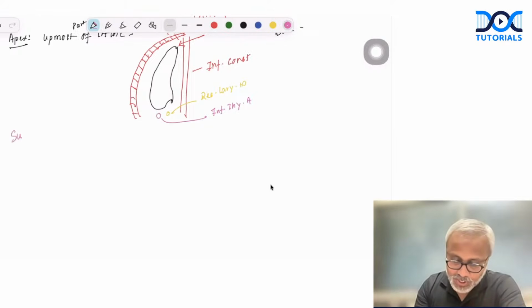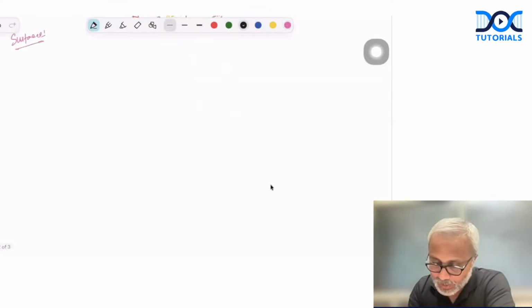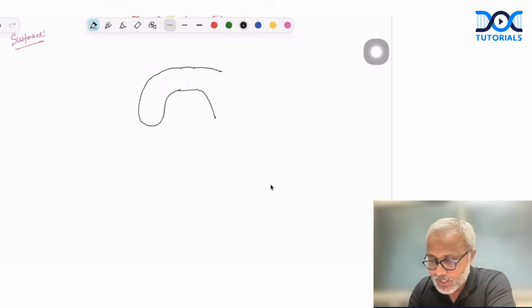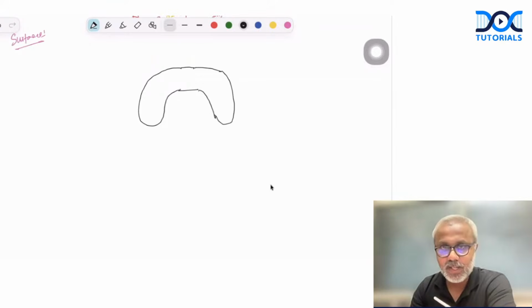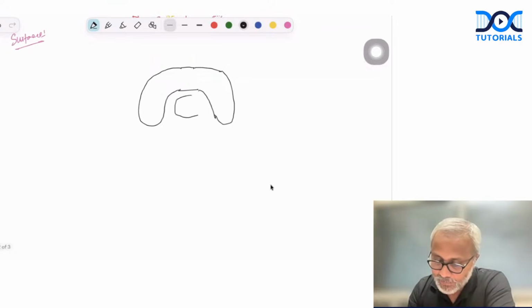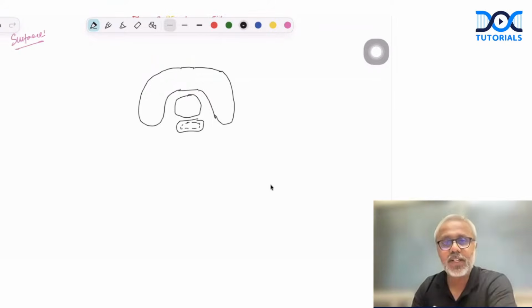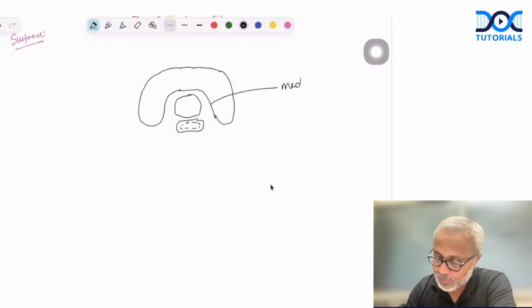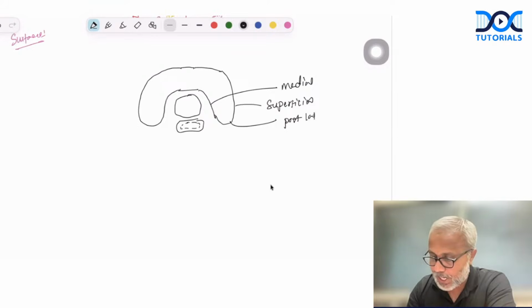Now what about the surfaces? So in order to understand the relations of the surfaces, we'll draw one more diagram. So this is how the transverse section of the thyroid gland will look. This is, let's say, the isthmus, and let's say this is the lobe of the thyroid, right? Medially, what we have is the trachea, and behind the trachea, we have the esophagus. Done. Are we clear? Now, let's identify the surfaces. Here, we have the medial surface. This is the superficial surface, right? And what we have here is the posterolateral surface.